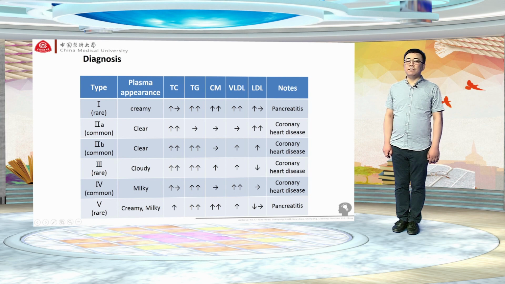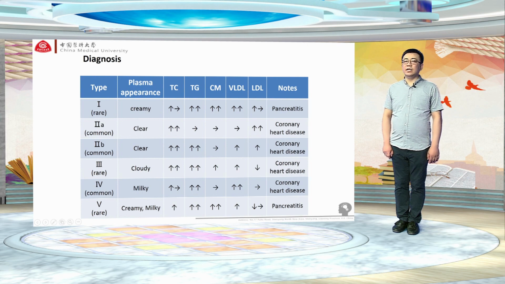For example, type 1 is very rare, and this is the characteristic for the total cholesterol, triglyceride, chylomicron, VLDL, and low-density lipoprotein. And in this type of dyslipidemia, it can cause pancreatitis. For type 2A, it is very common. The plasma appearance is clear, and it can cause coronary heart disease. And for type 2B, it is also very common, and the plasma appearance is very clear. It can also cause coronary heart disease.